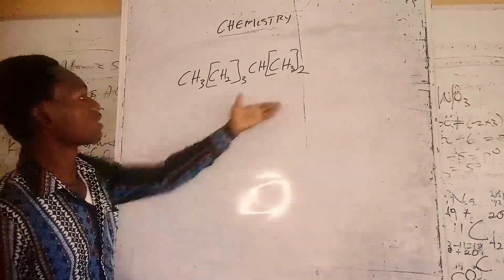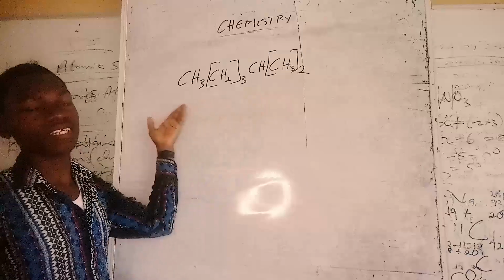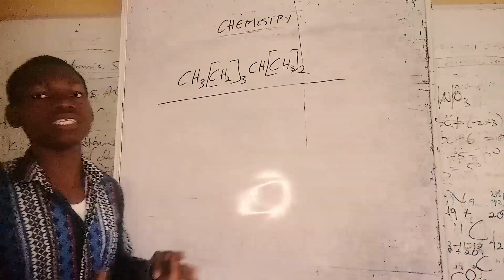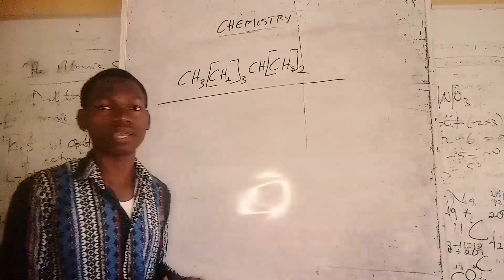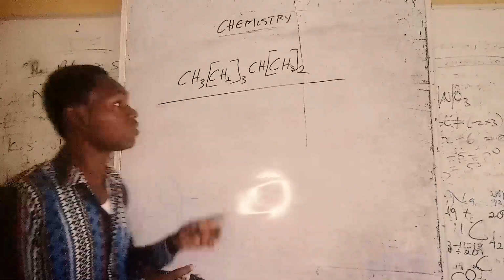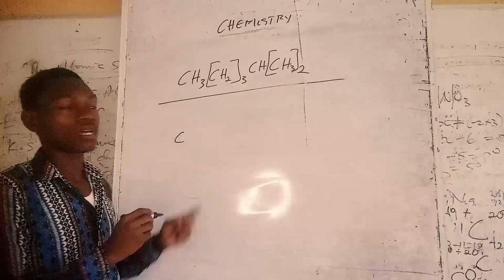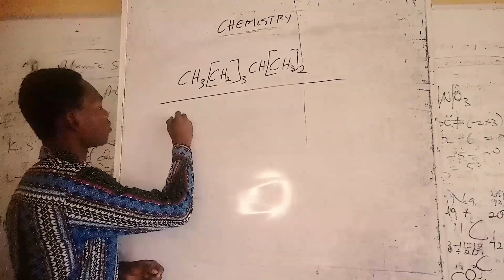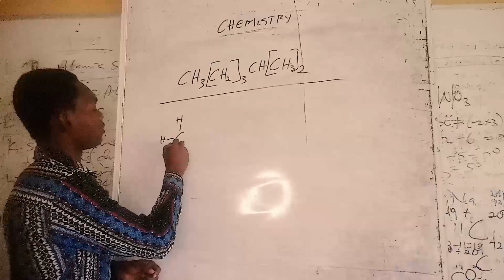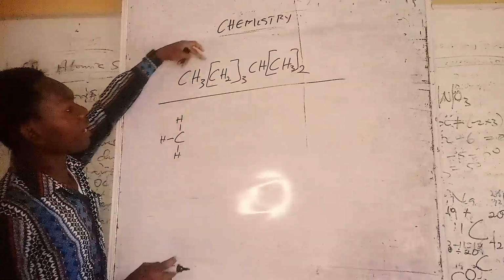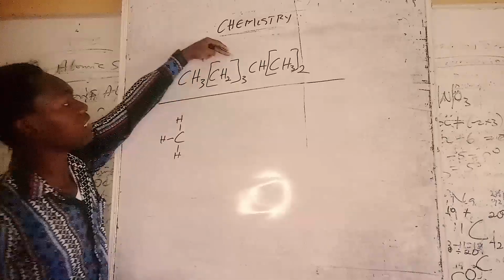Now, first of all, before we can identify this compound, we have to expand it first. The structure needs to be expanded, and this is how to expand a condensed structure. First of all, we have the first carbon here, and it has 3 hydrogens attached to it, so we place the 3 hydrogens attached to it. Second, this carbon has a bracket.